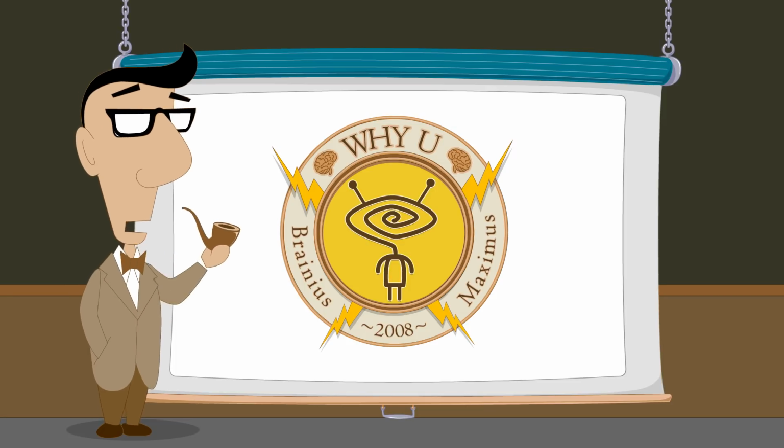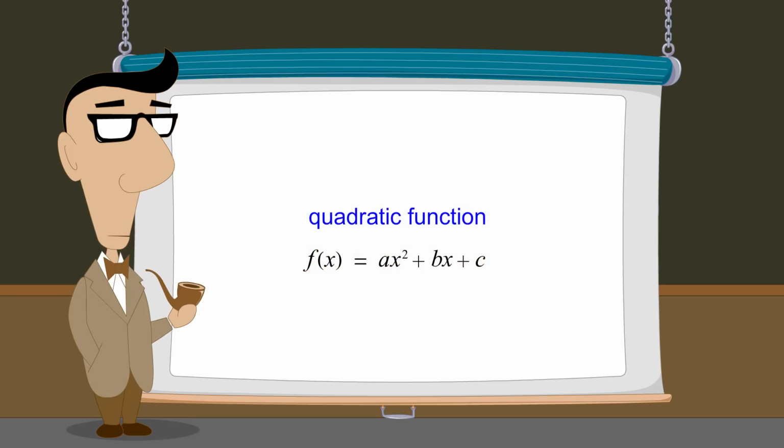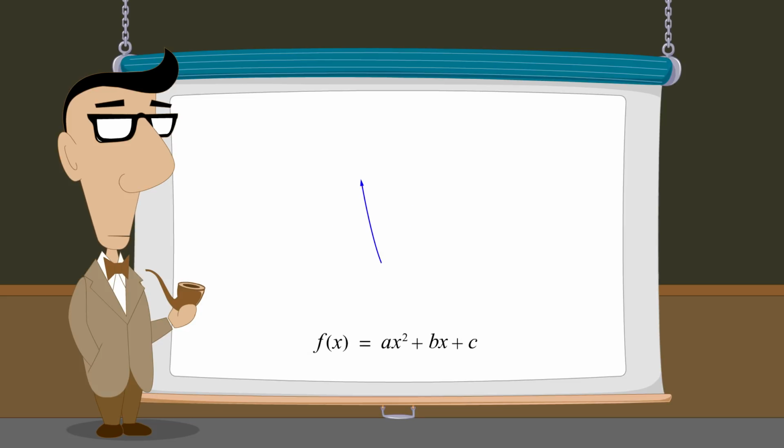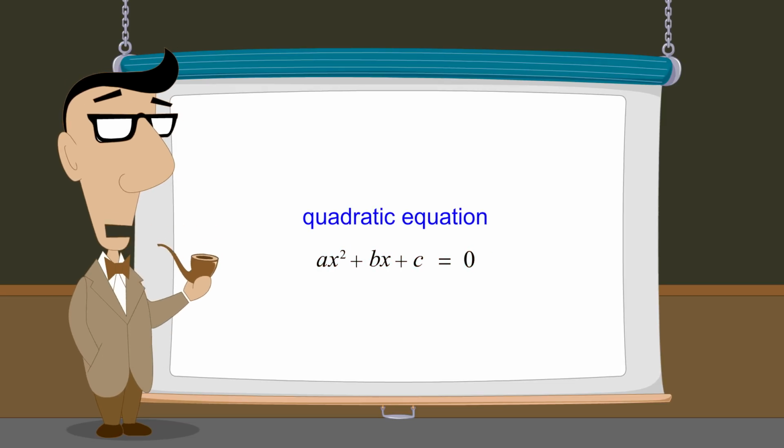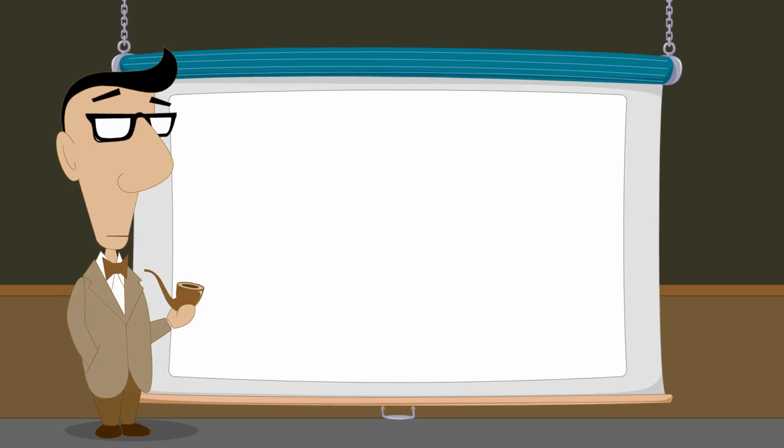So far, we have introduced quadratic functions and have seen that the graph of a quadratic function in a single variable is a parabola. If we set a quadratic function equal to 0, we produce a quadratic equation. Although quadratic functions and quadratic equations look similar, there are some important differences.